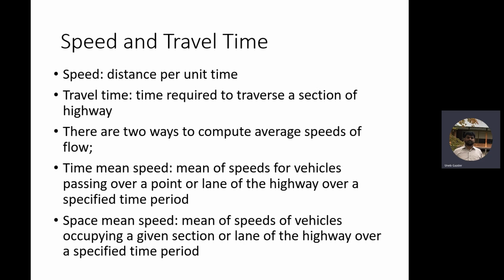Now we are talking about speed as macroscopic. So we are not talking about the speed of single or individual vehicles. We are talking about average speeds. There are two ways in which you can calculate average speeds. We call them time mean speed and space mean speed.